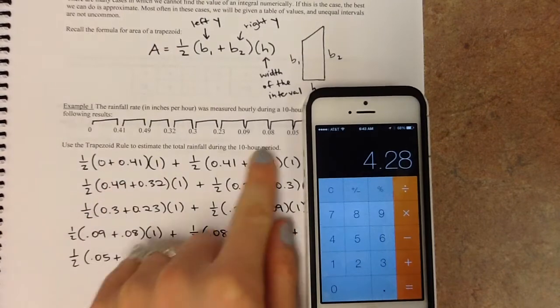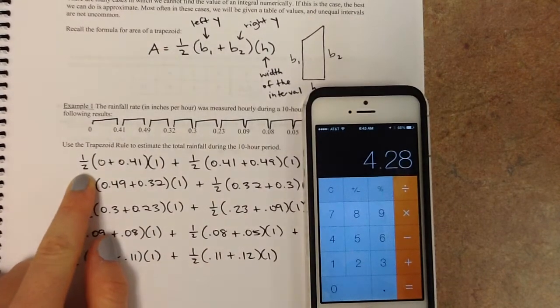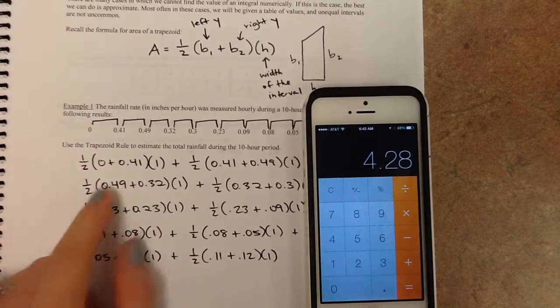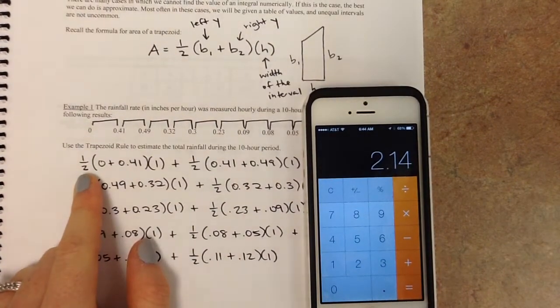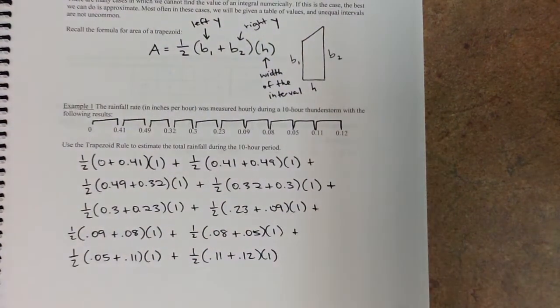Okay, so that's the sum of all of these, and then they're all being multiplied by 1/2. They're all being multiplied by 1. I don't have to do that. So I'm going to divide everything by 2, and that is what we end up with. 2.14, so that would be our approximation.